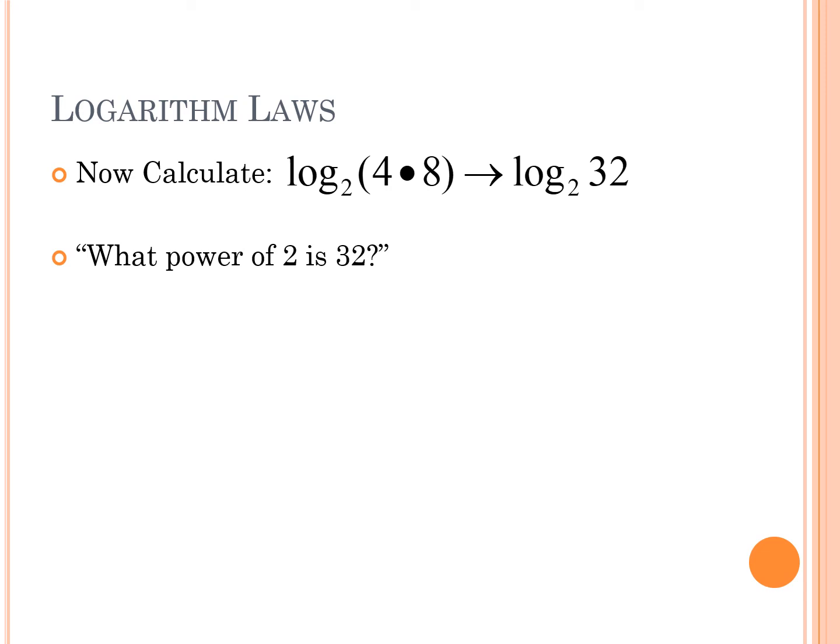Now, look what happens if we multiply the 4 and 8 together. So 4 times 8 is 32. So log base 2 of 32. Again, what power of 2 is 32? And that answer is 5. Very similar to what we had before. And so that is where we're going to get our first log law.